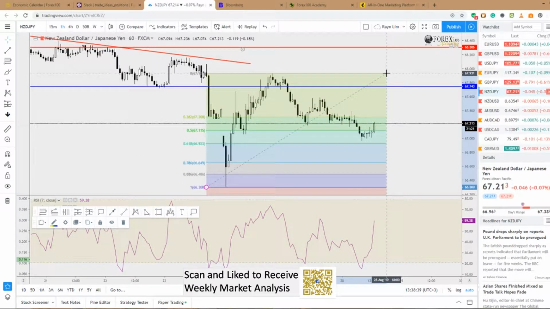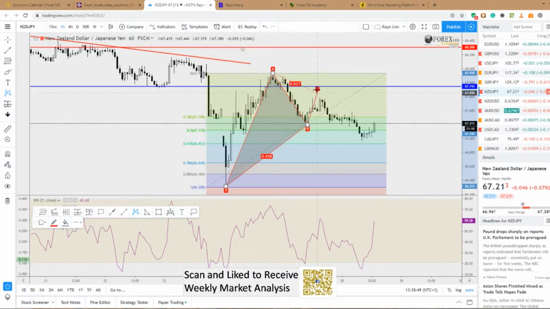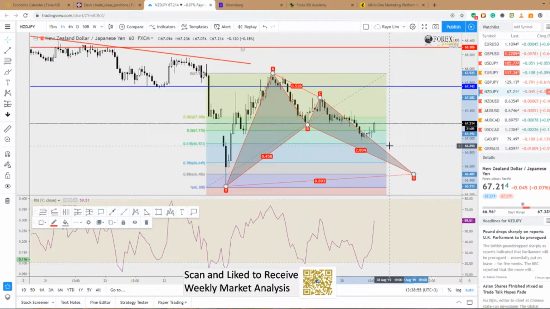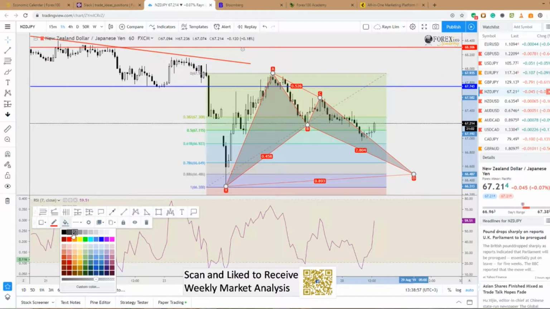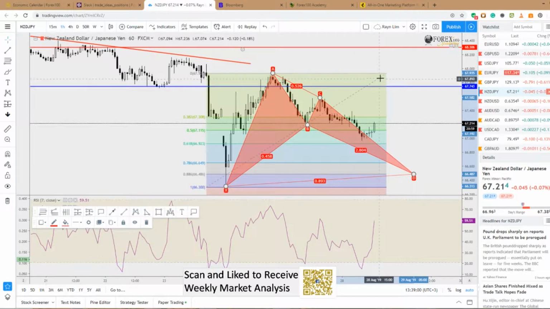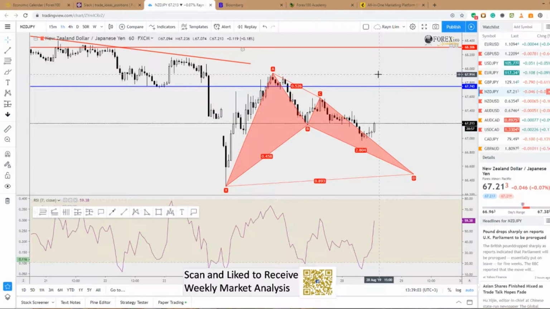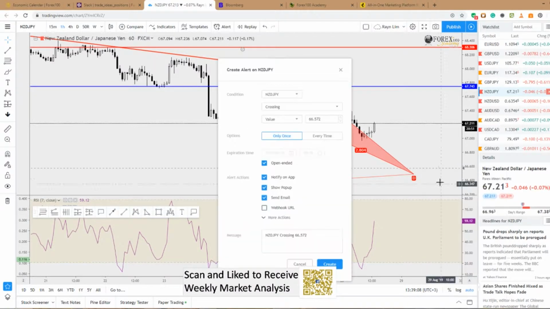On the 1 hour chart, a bat pattern has potential to set up. X to A to B, B to C, CD completion somewhere at 66.48. Alright, over here. Okay, so can do a right click, add alert, New Zealand yen, H1, bat pattern, counter trend.